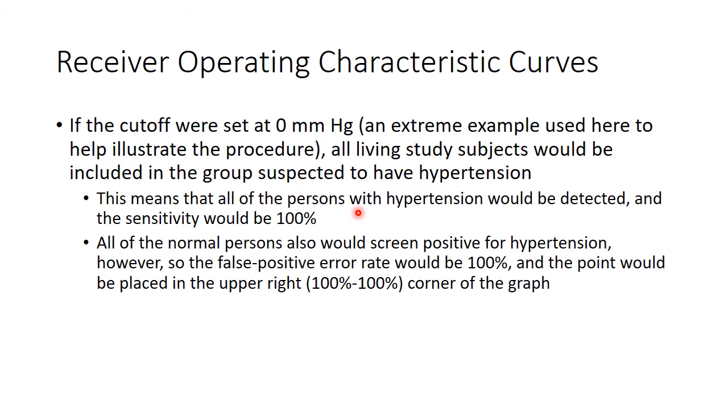Now that means that your sensitivity would be 100% because everyone who had actual hypertension would definitely be included in that, but your false positive error rate would be very high as well. And so again, all normal individuals would have a positive screen for hypertension, including everyone with normal blood pressure. So your false positive error rate would be 100% at that point, right? So that's why you saw in that curve that that would be in the upper right corner. So imagine if you had that curve again, kind of going like this. Blood pressure of 0 would be right about this point right here, right? So false positive error rate and sensitivity would be like 100% there.